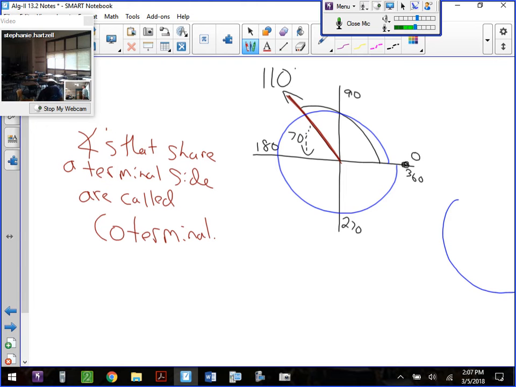How many degrees was that? How many degrees do I need to get back to 110? Another 110. How many degrees did I just go? 470. 470 degrees has the same ending position, same terminal side as 110 degrees. Correct. And that's the idea.